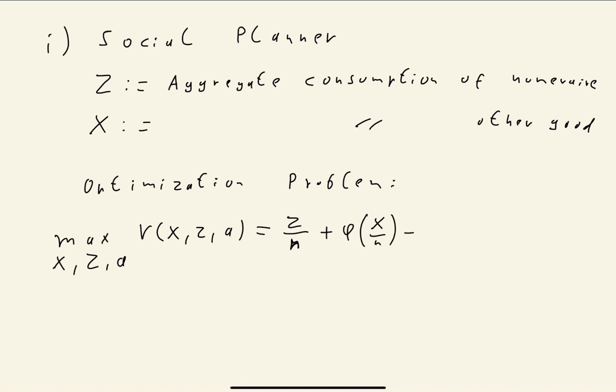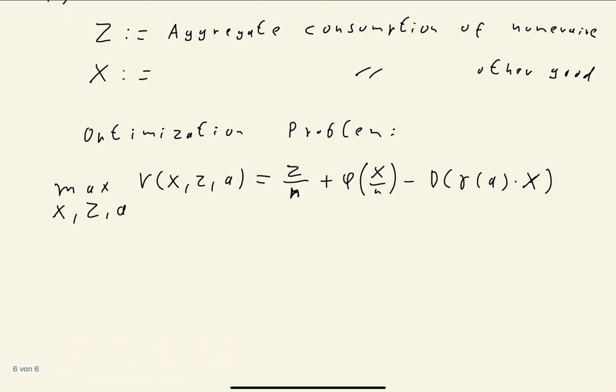And from this we subtract the disutility of pollution evaluated at gamma A times capital X. Keep in mind that we do not divide capital X here by n because for pollution, the total amount of capital X produced is evaluated for each of the consumers individually. So this is the idea of the negative externality.